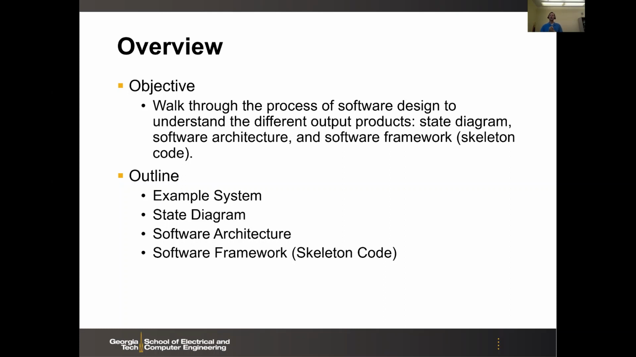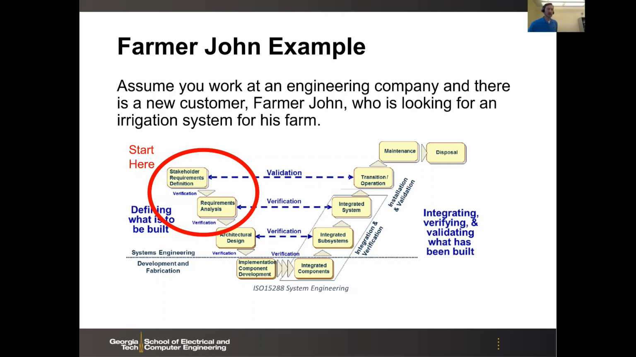Specifically, we're going to look at a state diagram, software architecture, and a software framework, also known as the skeleton code. We're going to do this by looking at an example system and the output products associated with that example system. For this example system, let's assume that we are working for an engineering consulting company, and that engineering consulting company has been hired by Farmer John. So Farmer John is looking for a system to design and install an irrigation system for his farm.